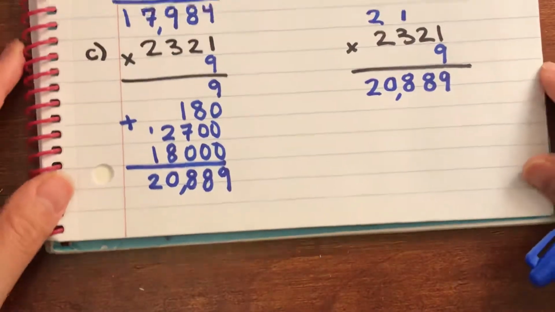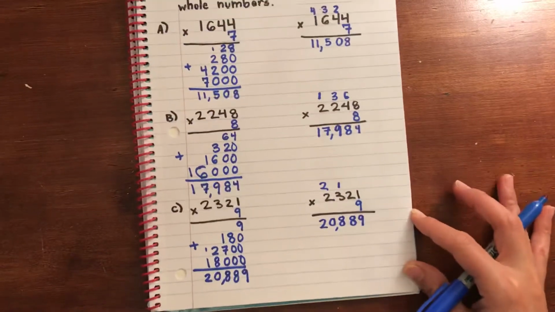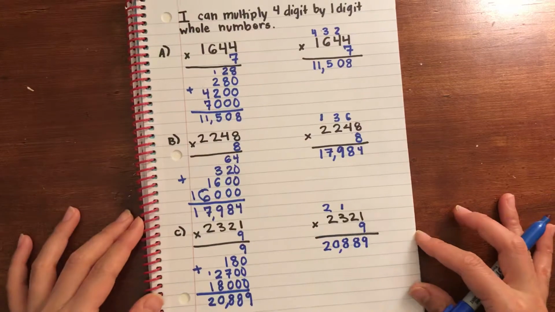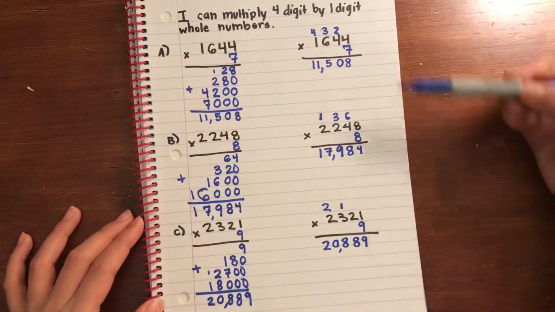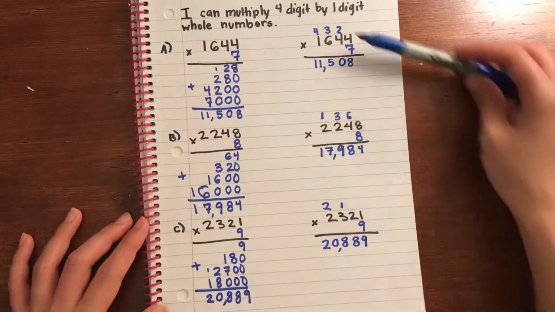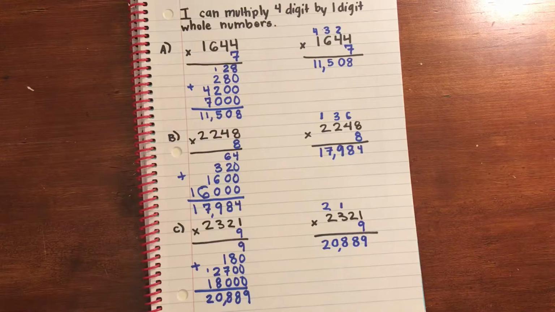So for all of these problems, the left side is the expanded algorithm, the right side the standard. Clearly you can see this is a lot less work. This is great to understand conceptually what you're doing when you're multiplying, but for the 5th grade standard, you should be able to write it out in its standard form. And that's it for I Can Multiply 4-digit by 1-digit whole numbers.